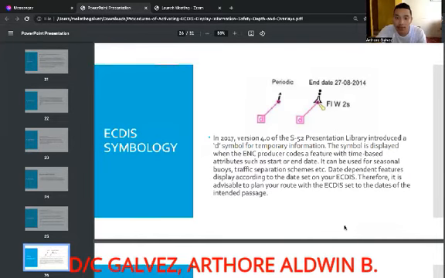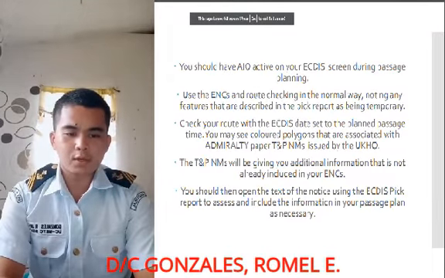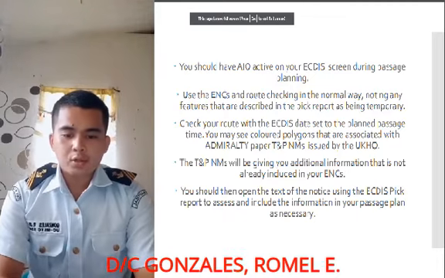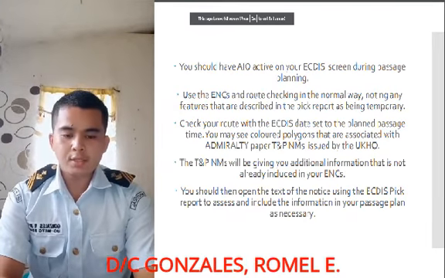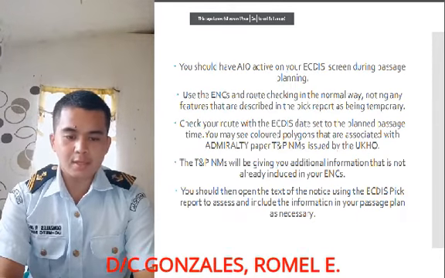Date-dependent features display according to the date set on your ECDIS. Therefore, it is advisable to plan your route with the ECDIS set to the dates of the intended passage. Next, you should have AIO active on your ECDIS screen during the passage plan. Next, using the ENCs and route checking in the normal way, note any features that are described in the pick report as being temporary. Check your route with the ECDIS date set to the planned passage time.